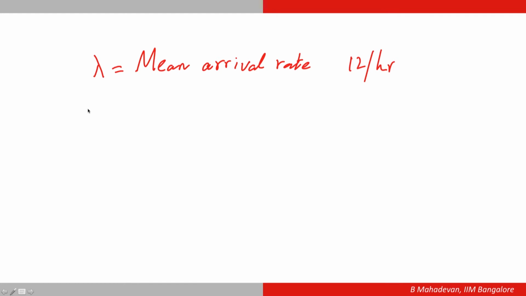The second parameter of interest, I use the Greek letter mu. Let me call it mean service rate. Remember, we always talked about process time. So, if on an average it takes 4 minutes, then we will say the service rate is 15 per hour.